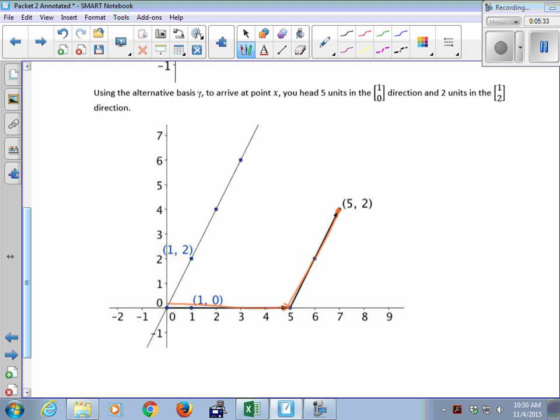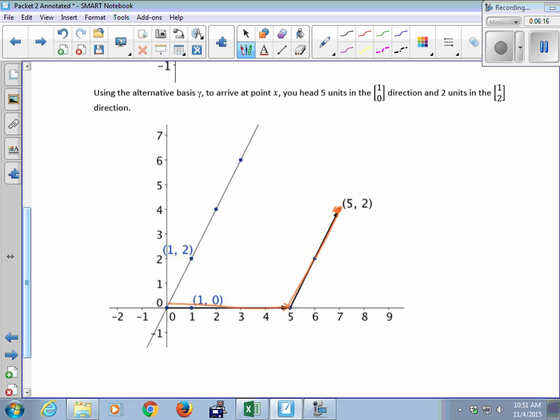So this point (5, 2) says 5 units in the (1, 0) direction, 2 units in the (1, 2) direction. Now, I kept the original axes on here so you could see that this is actually the point (7, 4). If you go over 7 and up 4, you land at that same spot. So it's just two different ways of getting there. Instead of using our standard x and y directions, with the gamma basis I'm using the x direction and then this other weird direction, the (1, 2) direction.